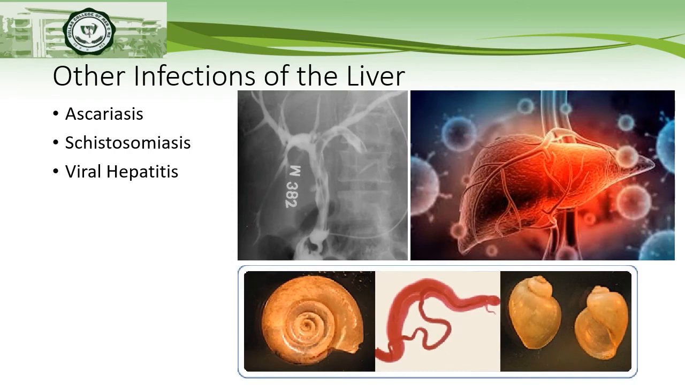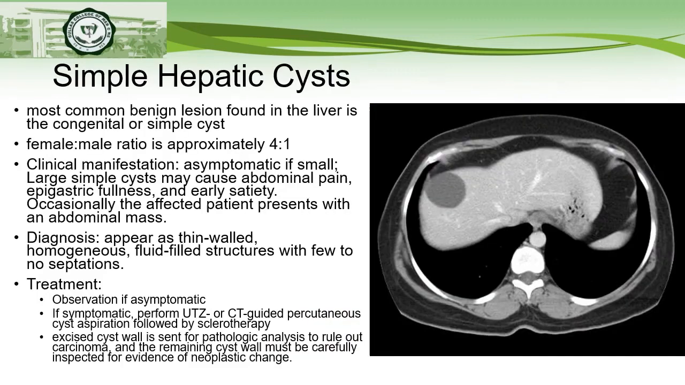Other infections of the liver would involve ascariasis, schistosomiasis, and viral hepatitis, but managements are mainly non-surgical, although in rare circumstances there are some surgical interventions to be done. You may read on them in the chapter, as this won't be covered in the lecture, as we will prioritize more important conditions with surgical applications. So let's move on to the benign lesions of the liver.